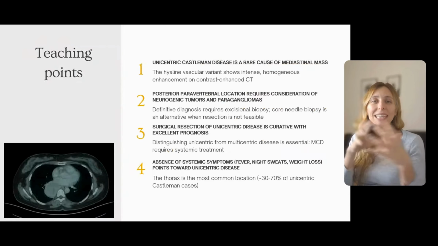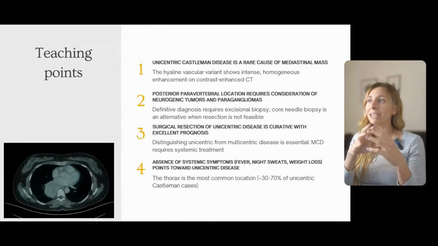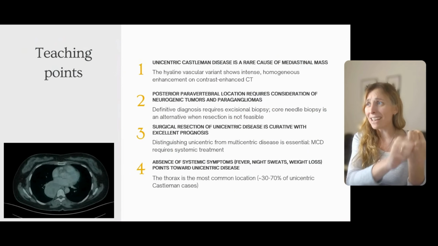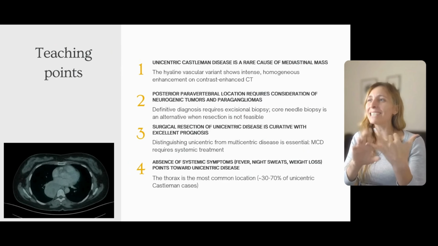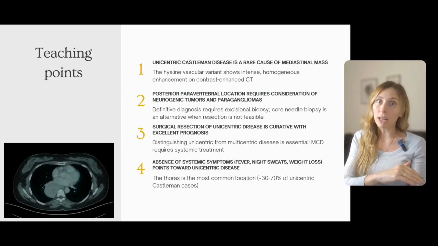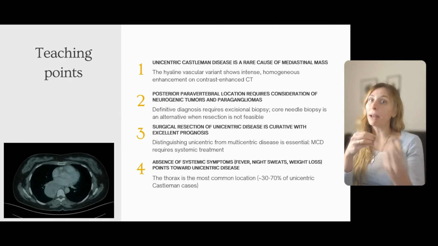So, which were the teaching points of this case? Unicentric Castleman disease is a rare cause of mediastinal mass. The hyaline vascular variant shows intense homogeneous enhancement on contrast enhanced CT and also in MRIs with gadolinium. The posterior paravertebral location requires consideration of neurogenic tumors and paragangliomas.